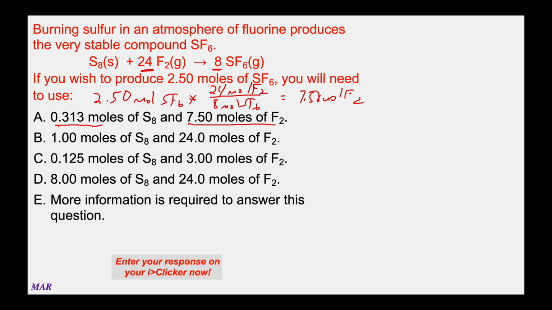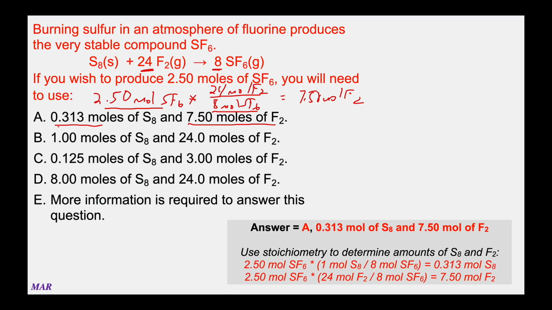You'd start with 2.50 moles of SF6. You'd still have 8 moles of SF6 on the bottom, but in the top you would have 1 mole of S8. So 2.50 times 1/8, I believe, is 0.313. And if you do this, it does come out to be answer A.